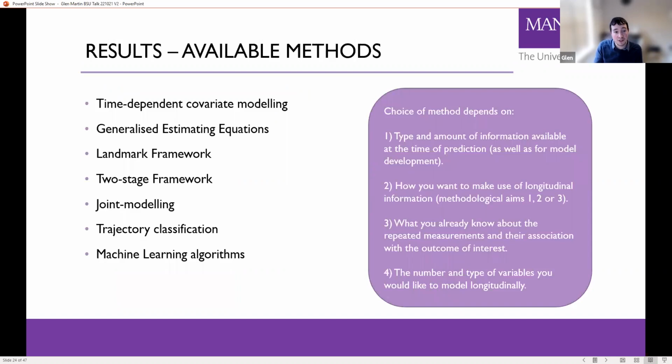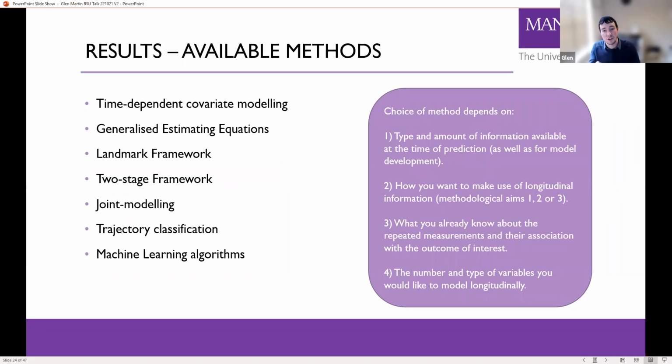In terms of the methods that are available to utilize longitudinal information, Lucy identified 7 broad categories of such methods. Some of these categories include different variations of a method, but broadly speaking, there were 7 categories that I've listed there. Now, in the interest of time, I don't have time to go through each of them in detail. I refer you to the paper for that. But I think what's of interest to say is that the choice of which you would use depends on a number of things that Lucy found.